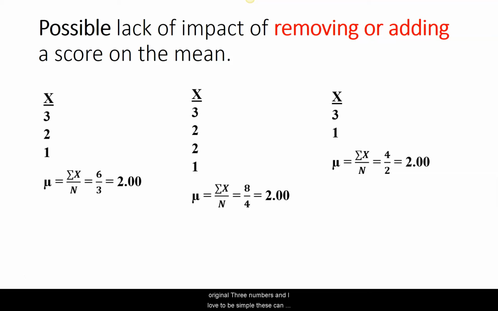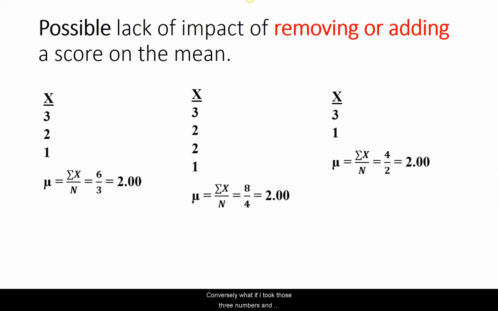Let's take the original 3 numbers, and I love to be simple. These can always be illustrated with terribly simple numbers. What if, and you can see the mean is 2. 3 plus 2 plus 1 divided by 3 is 2. What if I added a 2? Well, as you can see, it doesn't change the mean, because the number that we add is precisely the same as the mean.